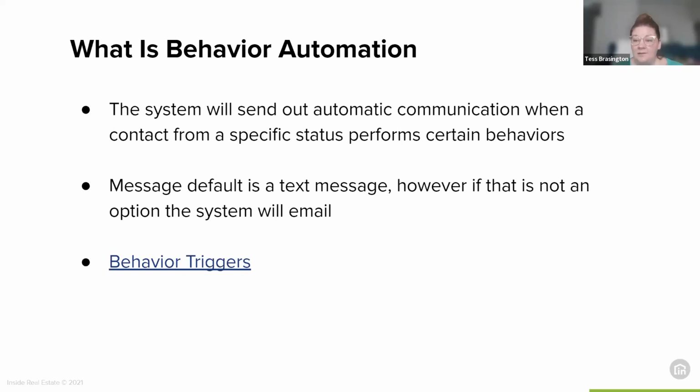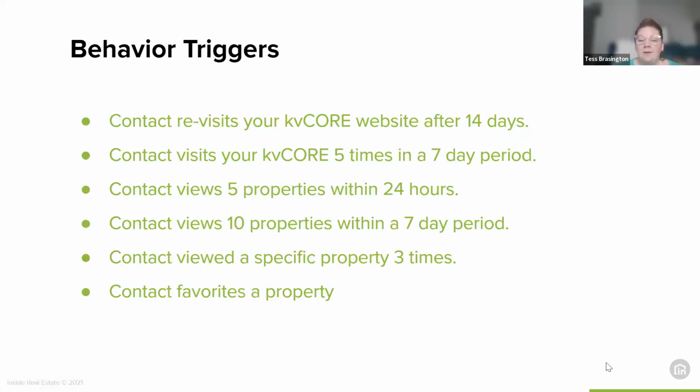So first thing, let's talk about what these behavior triggers are. What are leads going to potentially do to get this automatic message sent out? So our behavior triggers, if a contact has renewed interest. So if you have someone who has been pretty inactive for at least 14 days and they come back onto your site, that activity will trigger a text message or in some cases an email. If your lead comes on at least 5 times in 1 week, right? So that's high activity. That's going to trigger a text as well.